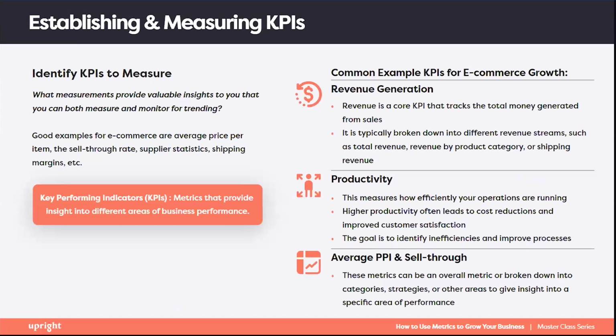As I said before, KPIs are metrics that provide insight into different areas of business performance. KPIs, key performance indicators, we say this all the time in meetings we have together. Good examples of KPIs for e-commerce: we talk about this all the time, and I know you all know this, but price per item, the sell-through rate, supplier statistics, and seeing where things are coming from in your stores, shipping margins, etc.